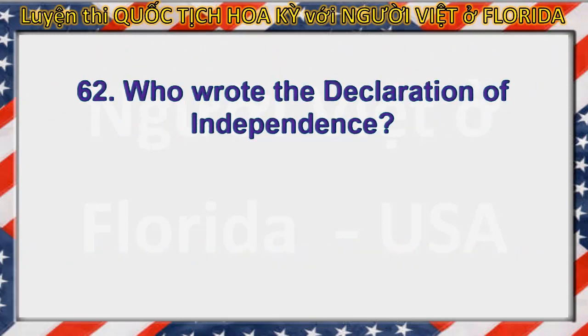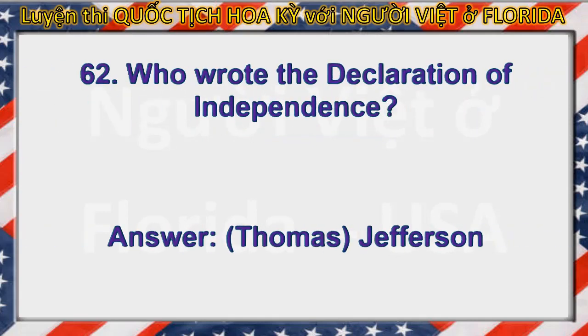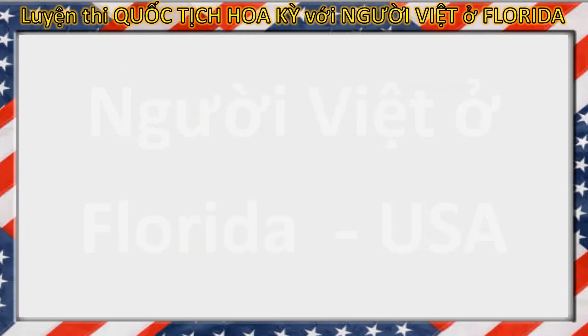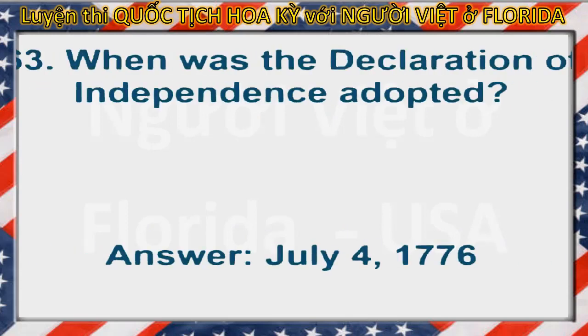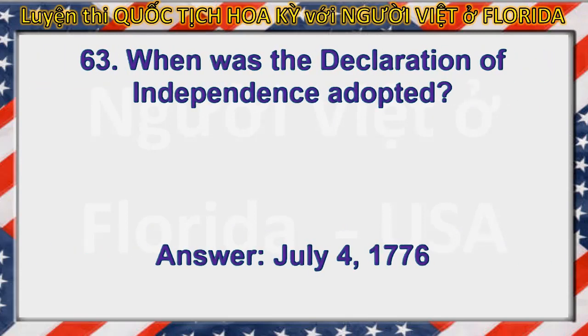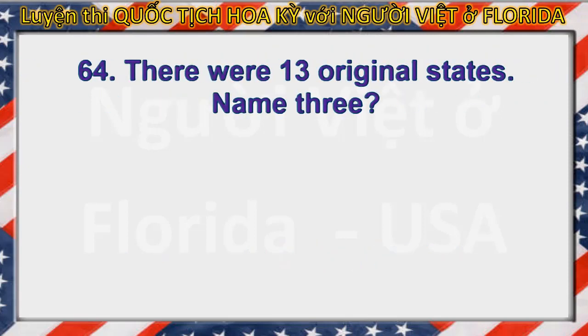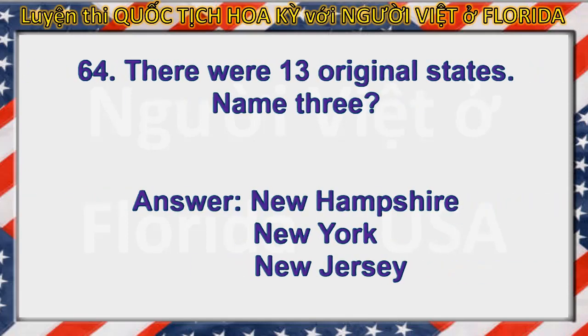Who wrote the Declaration of Independence? Thomas Jefferson. When was the Declaration of Independence adopted? July 4th, 1776. There were 13 original states. Name 3. New Hampshire, New York, New Jersey.